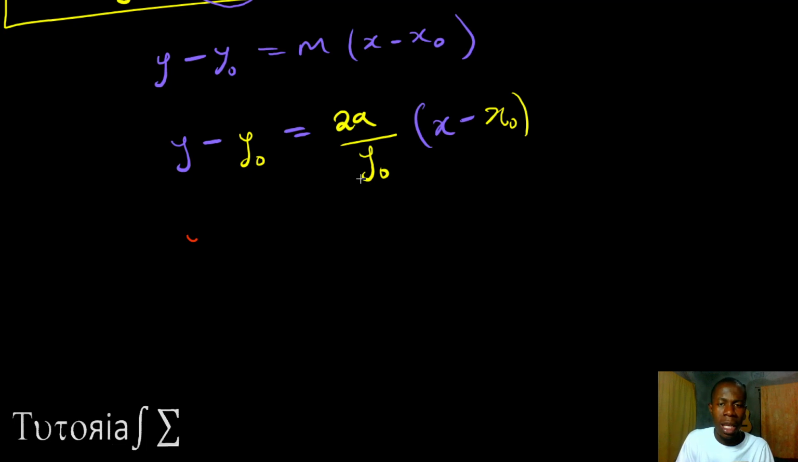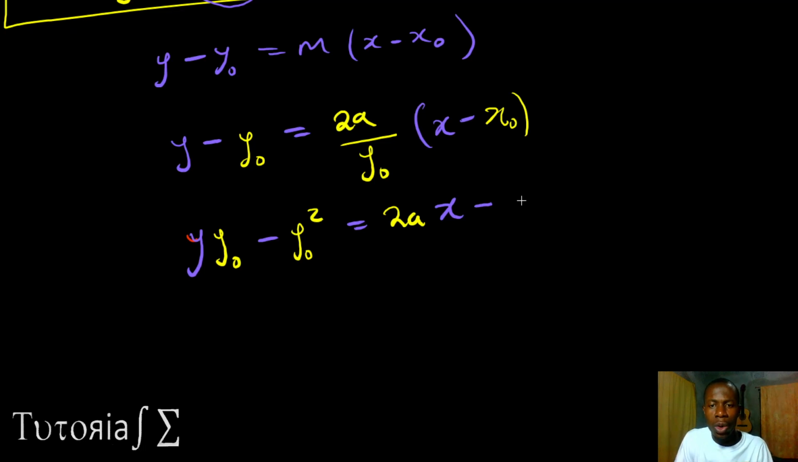Let me continue. Let me say this times this, that will be y times y naught, minus this times this, it will be y naught squared, which will be equal to, and distribute the 2a inside here, so that will be 2a times x, so that will give us 2ax, then minus 2a times x naught, so that will be 2ax naught. So here what we basically did is simply cross multiplication. We said this times everything here, and this times what is inside here, which gave us this.